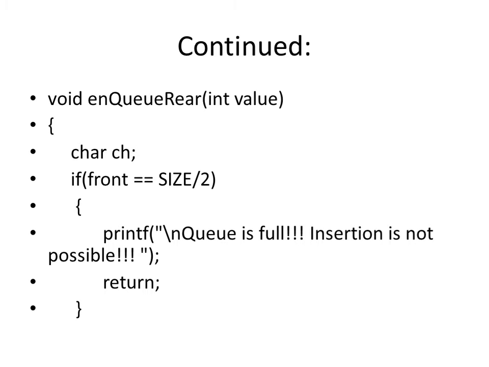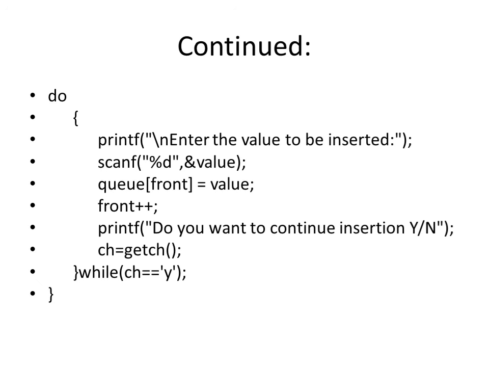Here ENQ at rear, that means I am inserting an element at rear, and front equals size by 2. I am dividing that by 2 to simplify the time complexity. What happens here, I am checking if Q is full, insertion is not possible. Then if it is true, then it will do. That means I am entering a choice y. If it is correct, I am doing the do while condition. Here you can see enter the value to be inserted. I am scanning the value.